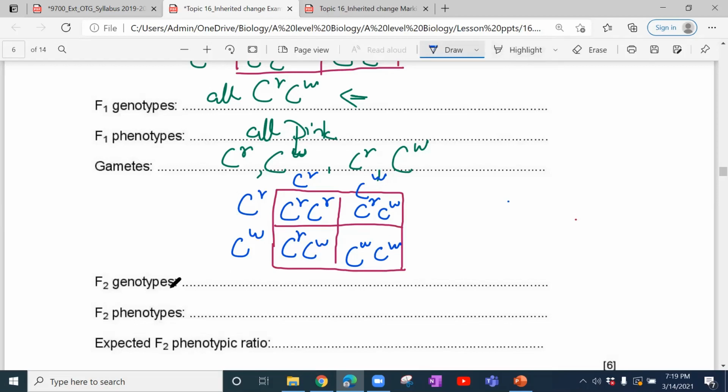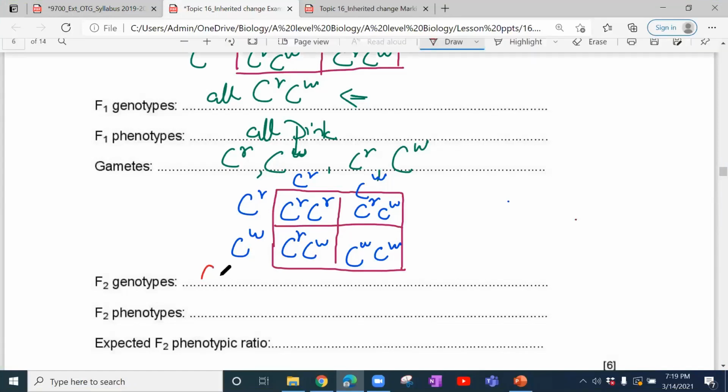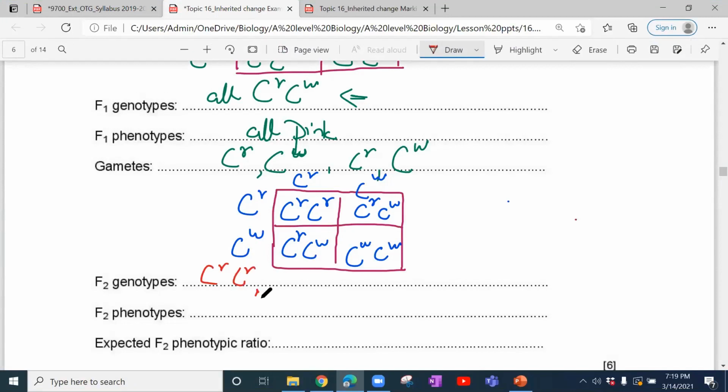Okay, so your genotypes are, let's write them separately here. So the genotypes that we are getting: CRCR, we are getting CRCW, again CRCW, and we are getting CWCW. So if you look at the phenotypes, this will be red, right? CRCW, these two are pink, right? And here, white.